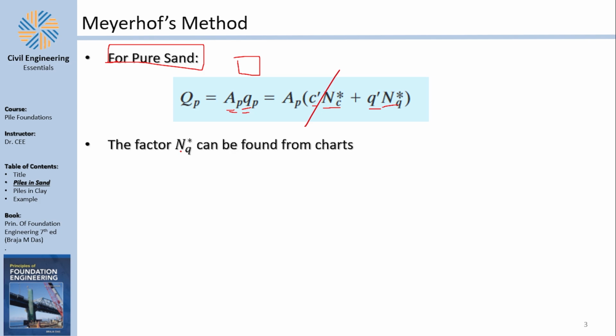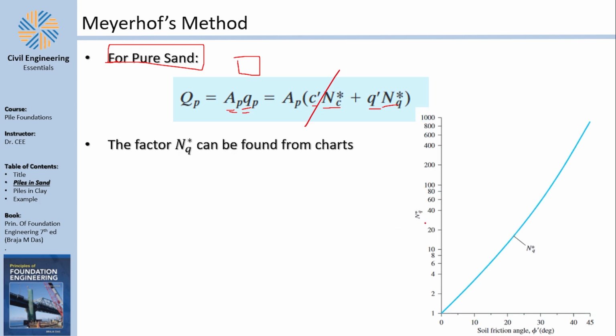The factor Nq can be found from charts, like this for example, or from tables, meaning you give it a certain friction angle and you can get the value of Nq, which would control here because you have pure sand, meaning the cohesion is almost 0 and the friction is high. So you check out your soil friction angle, for example 25, and you take the Nq value of around 20-ish or something. So that's easy to do.